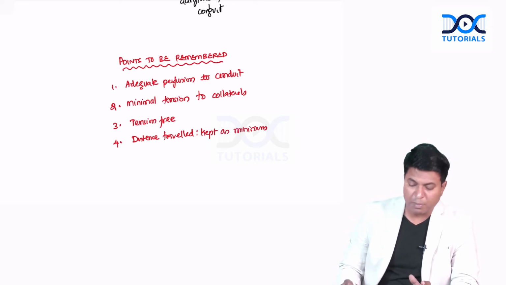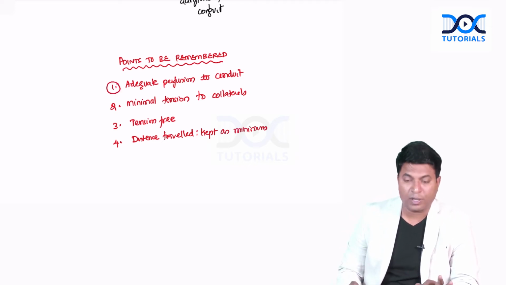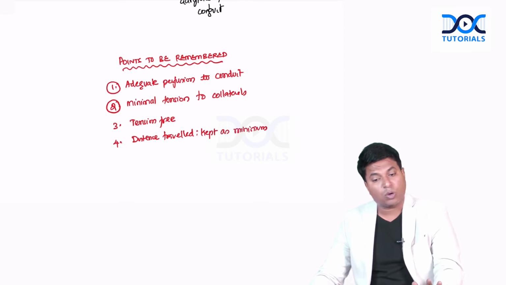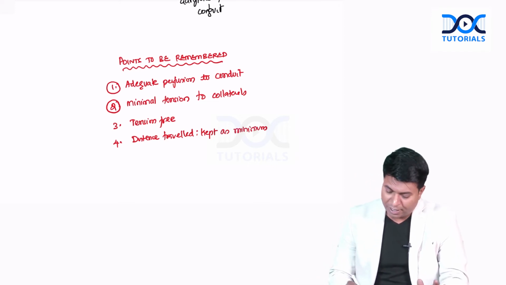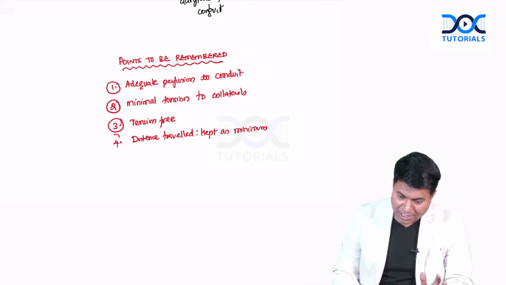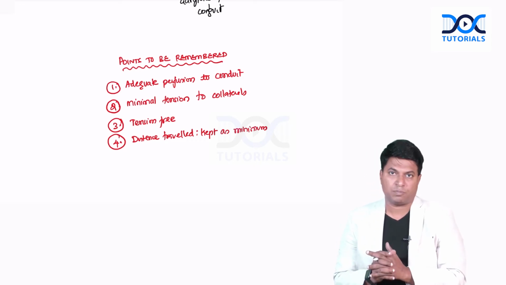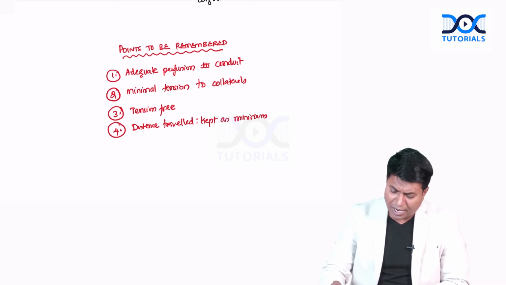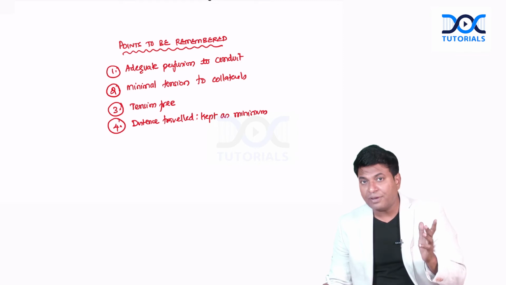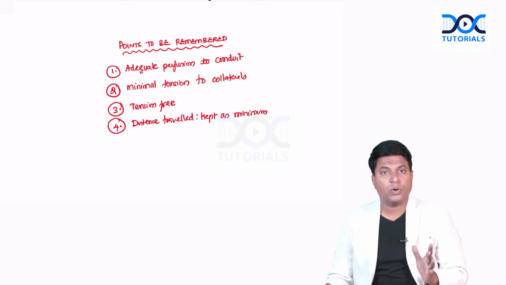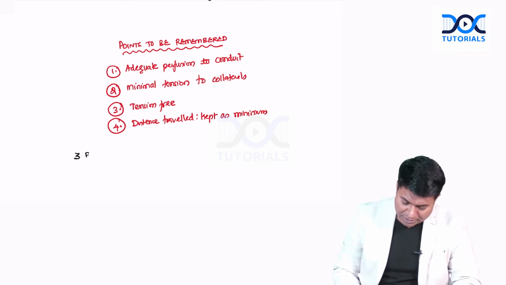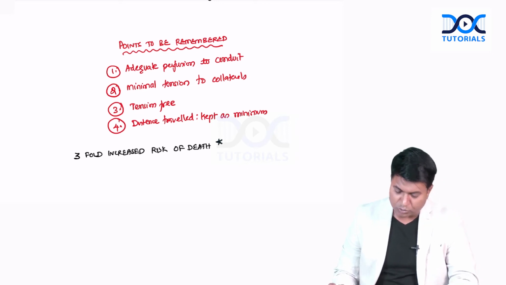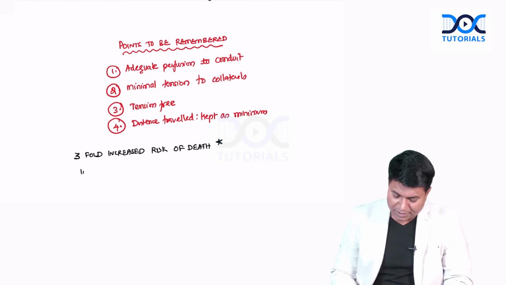So what are the points to be remembered? Adequate perfusion should be present to the conduit. Minimal tension should be there on the collaterals. The patient should have a tension-free anastomosis, and the distance traveled is kept as minimum as possible. This is very important because anastomotic leak is going to cause a 3-fold increased risk of death.